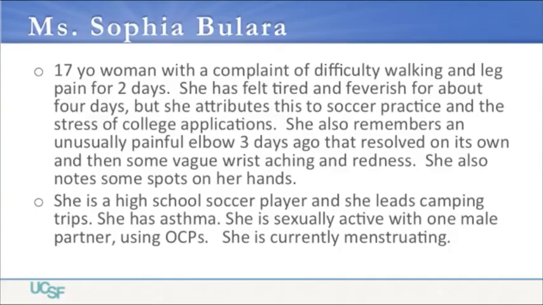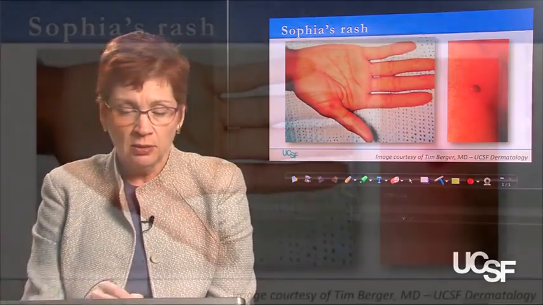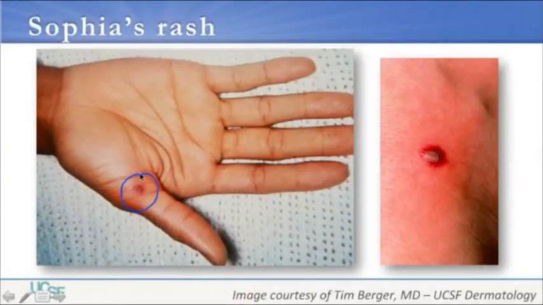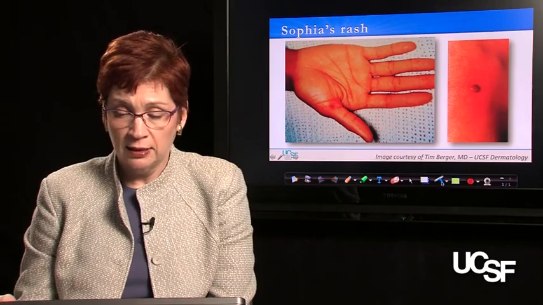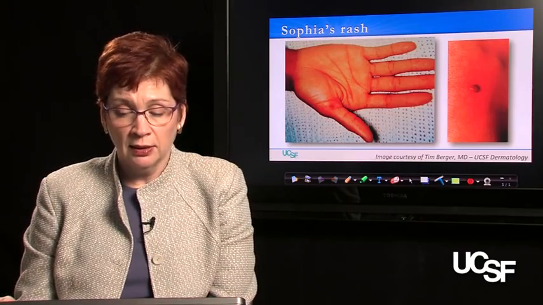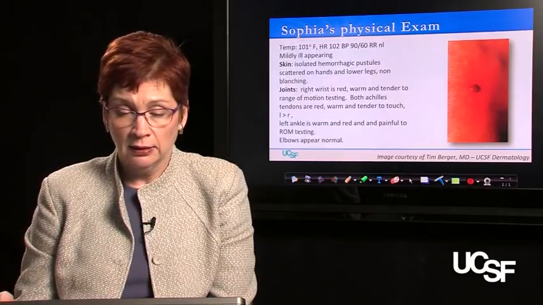She's a high school soccer player, and she leads camping trips. She's very much interested in the outdoors. She also has asthma that's well controlled on her current medical regimen. She's sexually active with one male partner using birth control pills, and she's currently on her period. This is Sophia's rash. You can see redness there and a little bit close up there. She has similar spots around her ankles and on her other hand.